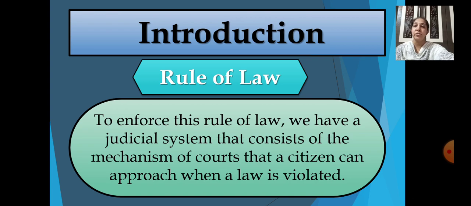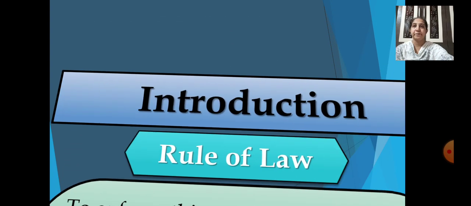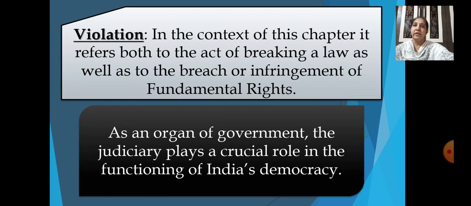Now, children, the very first word, judiciary, is connected to the judge. And you all know very well where the judge gives his judgment, in the courts. So indirectly you can understand judiciary is connected to the courts. As an organ of government, the judiciary plays a crucial role in the functioning of India's democracy. To enforce the rule of law, we have a judicial system that consists of the mechanism of courts that a citizen can approach when a law is violated.